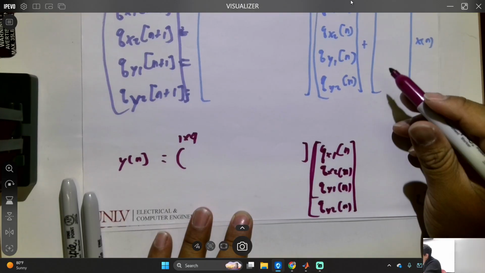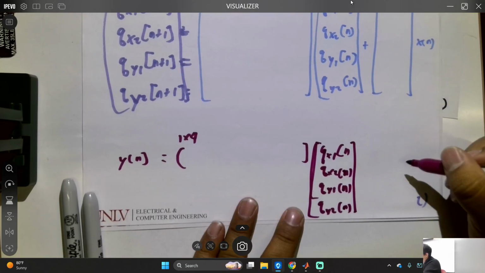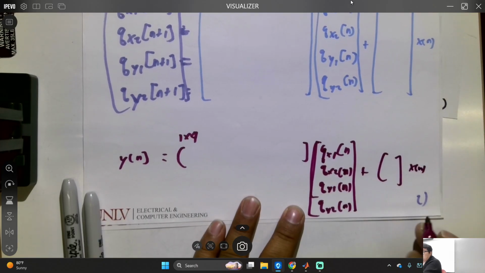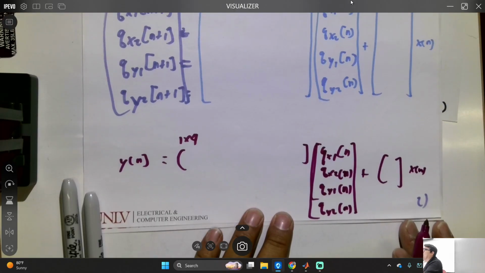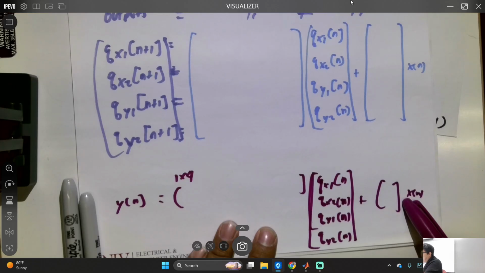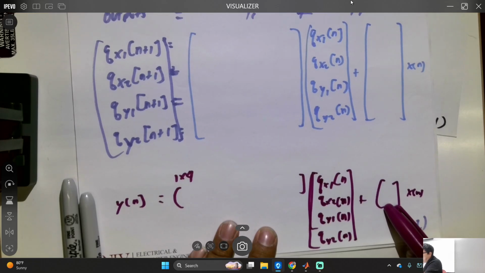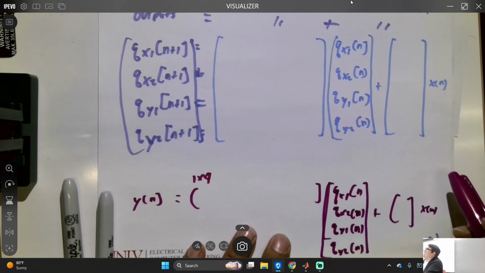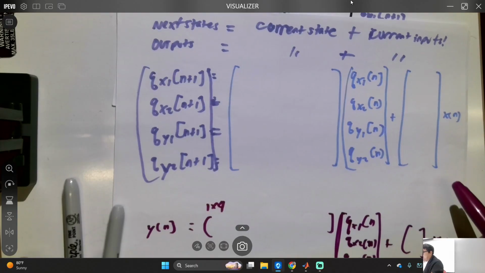And then my input right here is going to be plus whatever DXN. Everyone seeing what's going on? Wait. Is this one? Yeah, it's going to be a 1 by 1, because this is a 1 by 1, 1 by 1. Okay. Panic for a second.